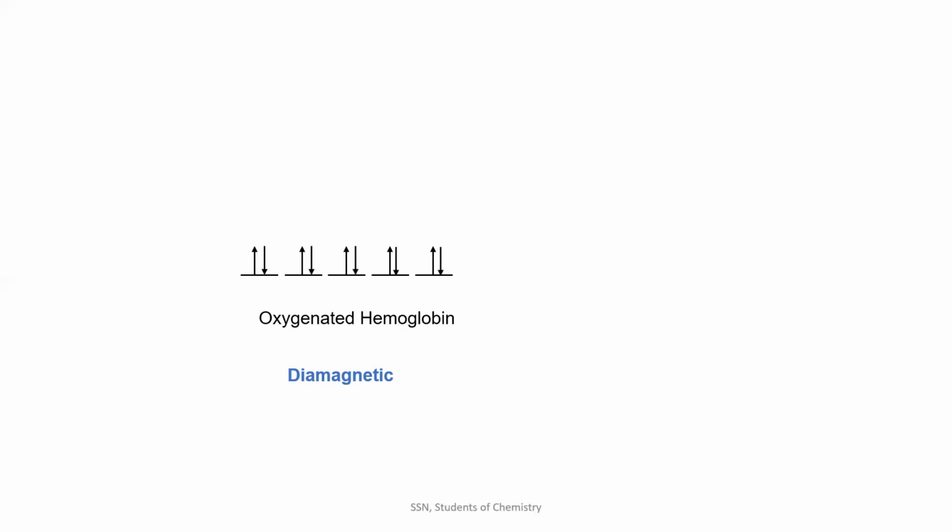Thus, we are again stopped at a point where we must say blood is attracted by the magnetic field. But as the hemoglobin's job is to deliver oxygen to all the parts of the body, it will always be found in the oxygenated form, making the diamagnetic character more dominant compared to the paramagnetic character.